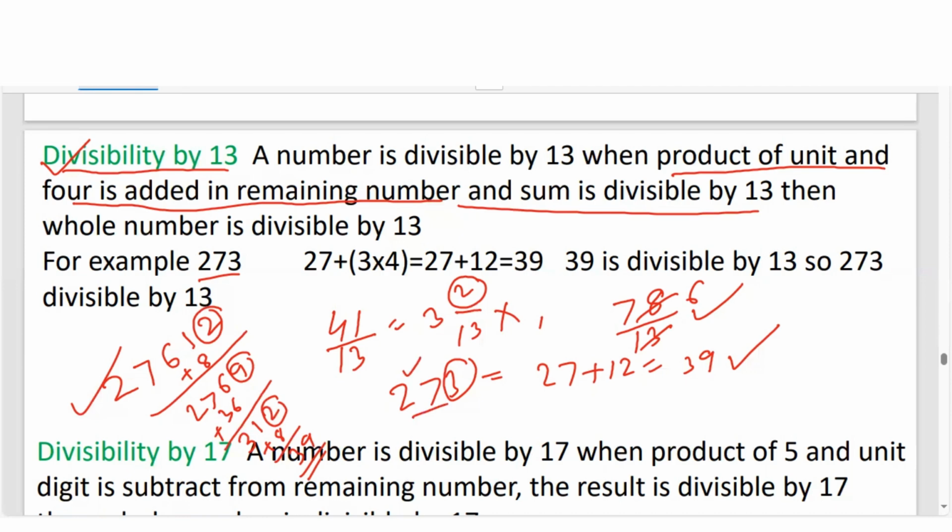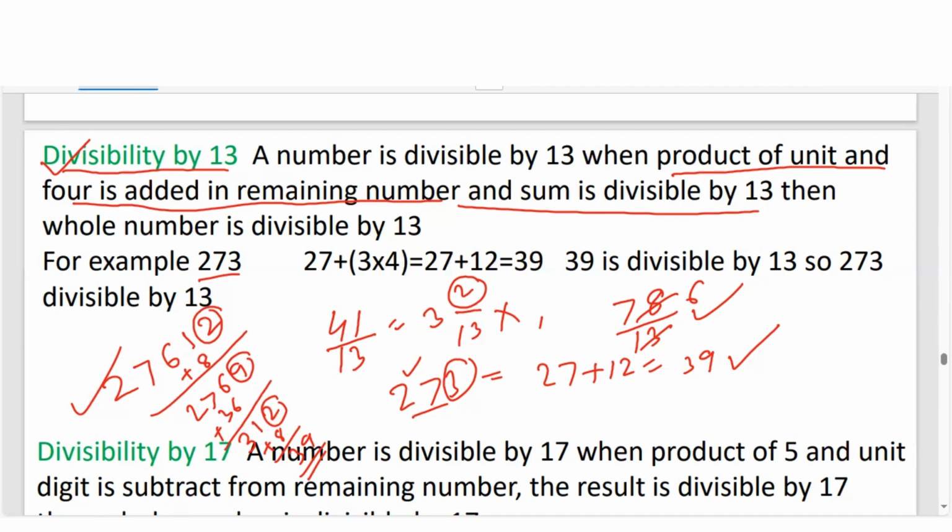Suppose another large number, a 5-digit number, is given. You want to check that number is divisible by 13 or not. So again, applying the same technique. Unit is 2. So 2 into 4, 8. Just add 8 to the remaining number 2761. So you are getting 2769. Again, it is a 4-digit number, a large number.